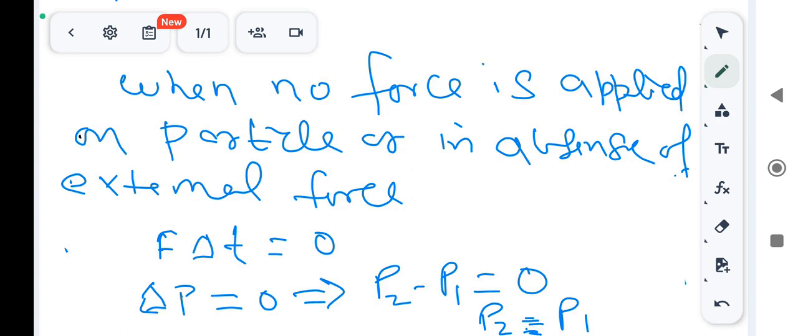In absence of external force, momentum of the system is conserved. Momentum of the particle is conserved. Note down this point: when no force is applied on a particle or in absence of external force, the change in momentum is zero, that is the momentum of the particle is conserved. Now the next point.